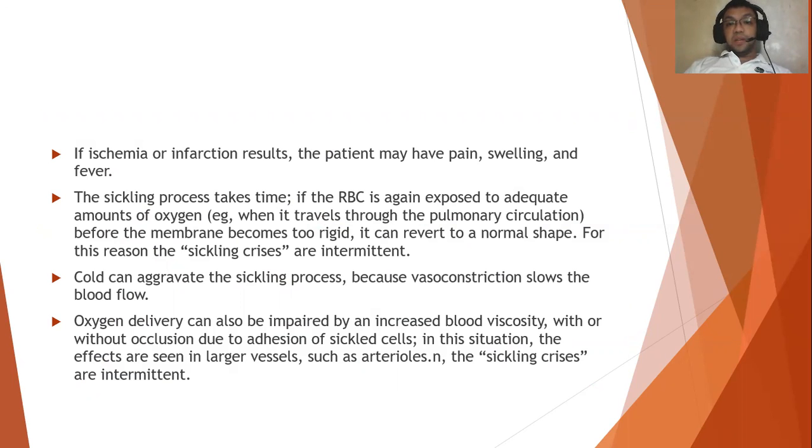If the RBC is again exposed to adequate amounts of oxygen when it travels to the pulmonary circulation, before the membrane becomes too rigid, it can revert back to its normal shape. For this reason, the sickling crises are intermittent. So it comes and goes. Cold can aggravate the sickling process because vasoconstriction slows down the blood flow.